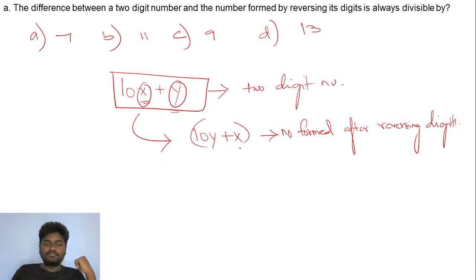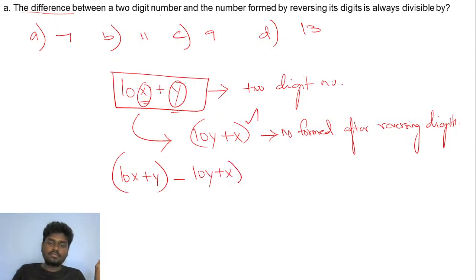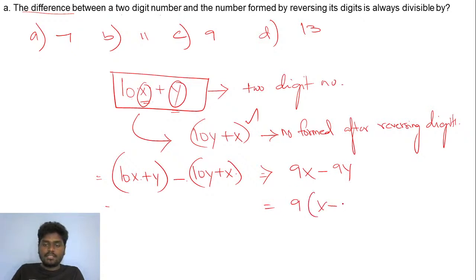They are telling you the difference between the 2-digit number, 10x plus y, minus the number formed by reversing its digits, 10y plus x, is always divisible by what? That's your question. First let me find it. This implies 10x minus x is 9x, and minus 10y plus y is minus 9y. If you take 9 common outside, you'll be getting 9 times x minus y.